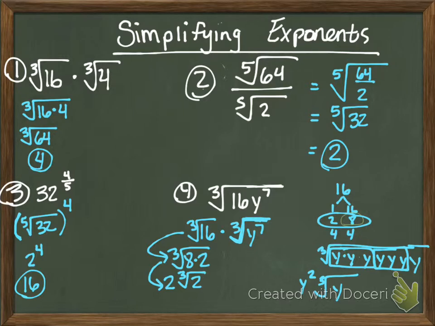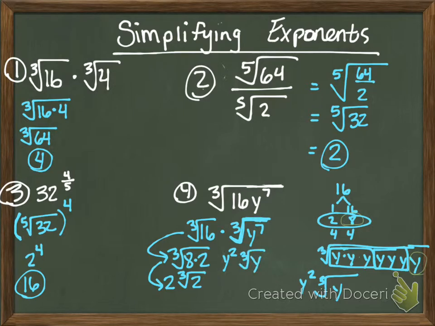So how many of those groups we're able to take out becomes the exponent outside the radical. So since I was able to take out 2 groups of 3 of the y's, that leaves me with y squared. And then this lonely little y over here is what was left over after I took out 2 groups of 3. So that just stays underneath the radical. All right. So the cubed root of y to the 7th turned into y squared times the cubed root of y.